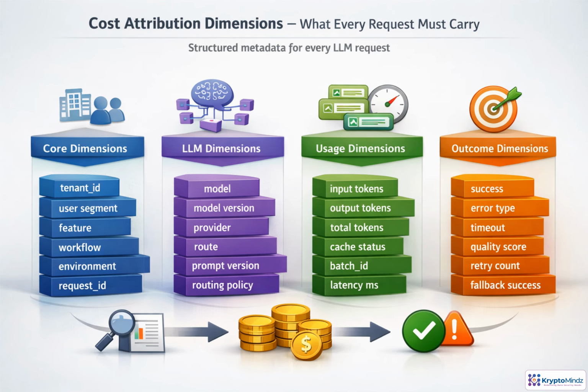Cost attribution depends on a consistent metadata contract for every request. Start with business context. Who made the request, which tenant, segment, feature, workflow, and environment it belongs to. Then capture the LLM context: model, provider, route, prompt version, routing policy, and any fallback reason. Add usage data: input tokens, output tokens, cache status, batch, and latency. Finally, log the outcome: success, timeout, error type, quality score, retries, and fallback success. With these dimensions in place, cost stops being a monthly surprise and becomes traceable to products, customers, and decisions.